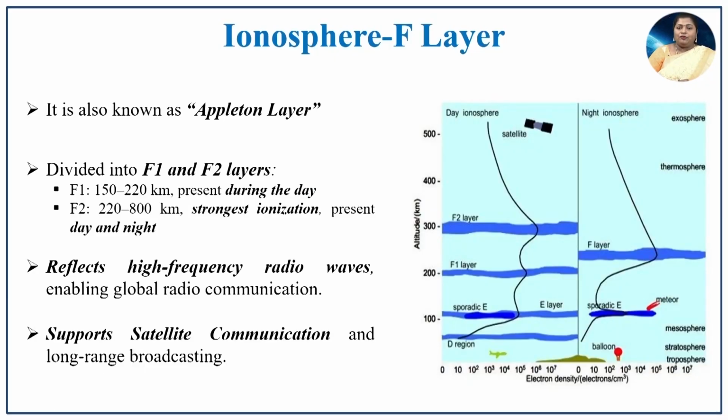The next ionosphere layer is F layer. It is also known as Appleton layer. It is divided into F1 and F2 layer.